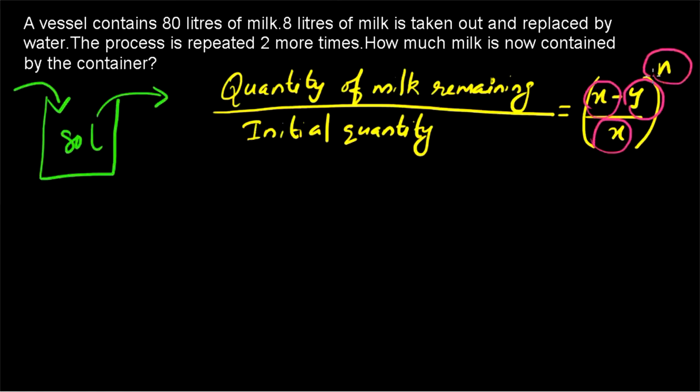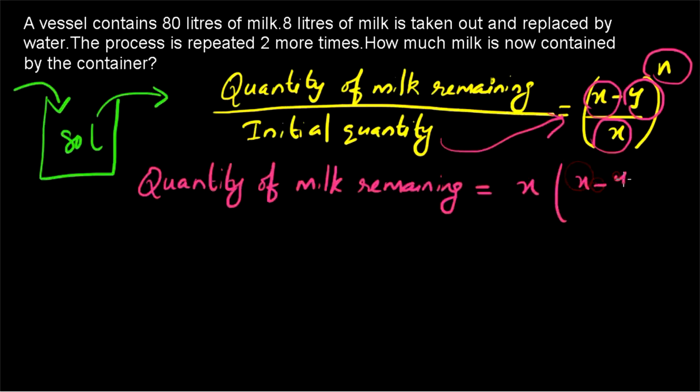So here our question is, what is the quantity of milk remaining? The quantity of milk remaining will be given as the initial quantity multiplied by (x minus y by x) the whole raised to n. The initial quantity is equal to x. Therefore, the quantity of milk remaining will be equal to x into (x minus y by x) the whole raised to n. So this is an important formula.